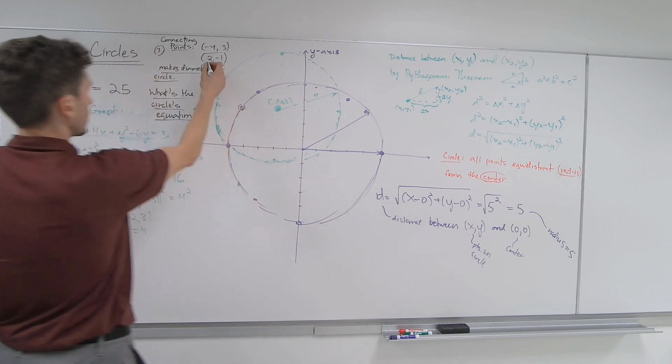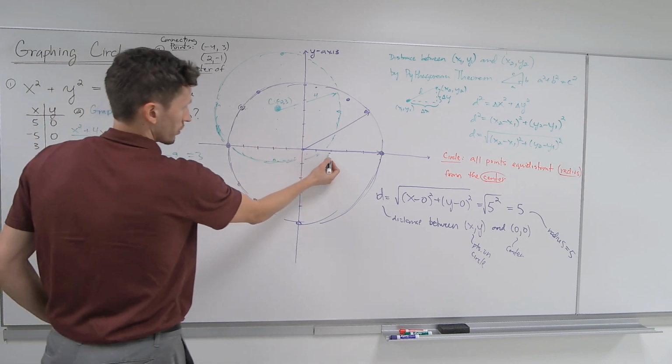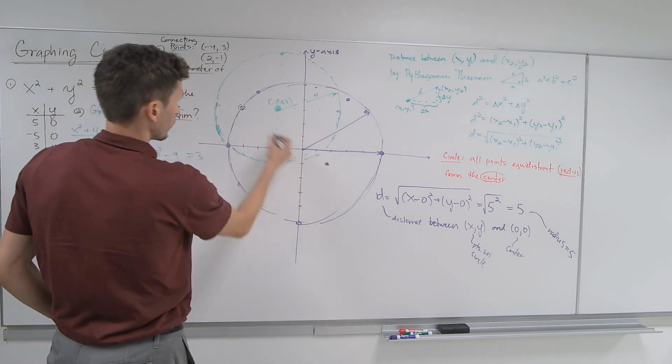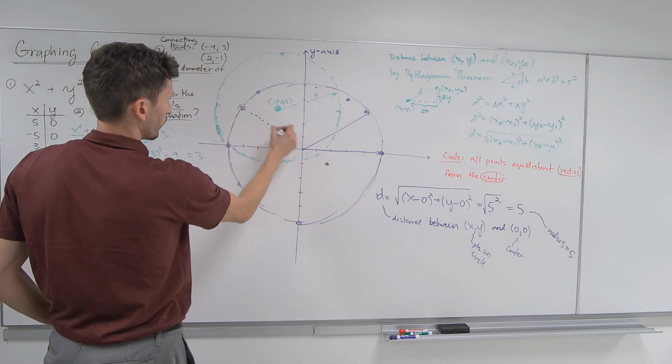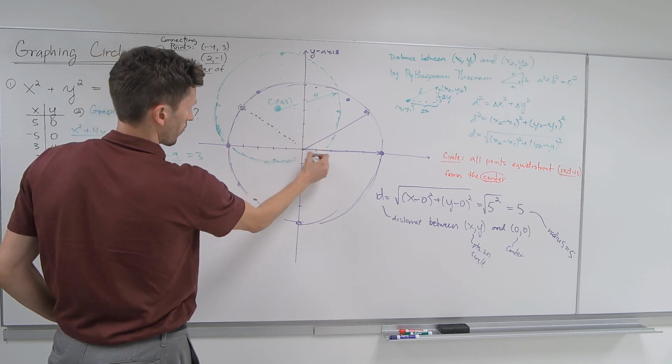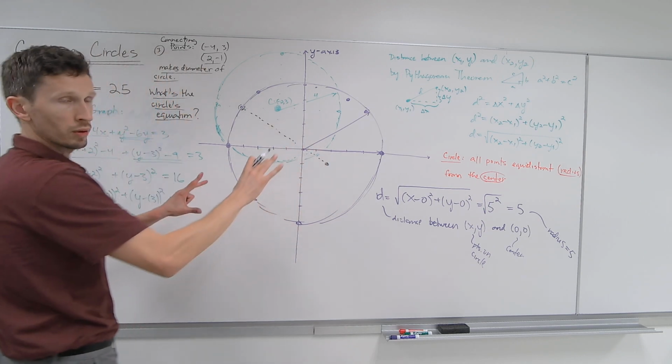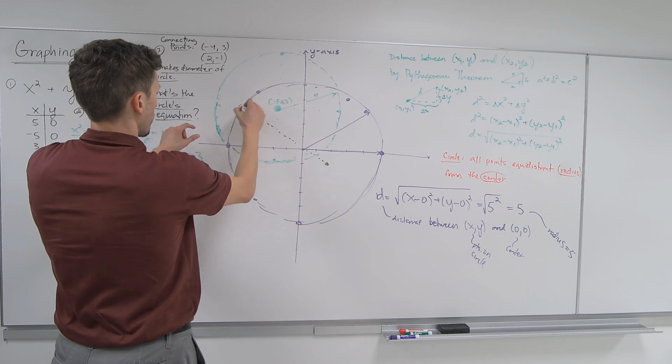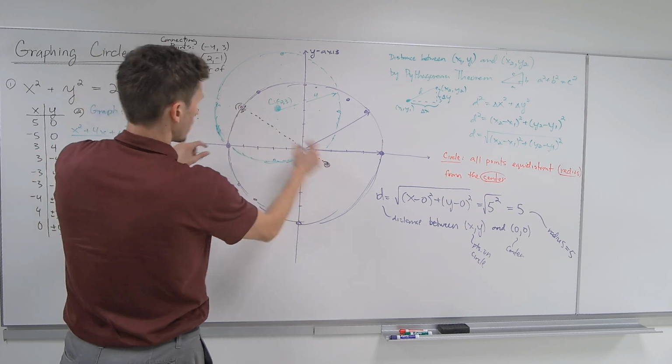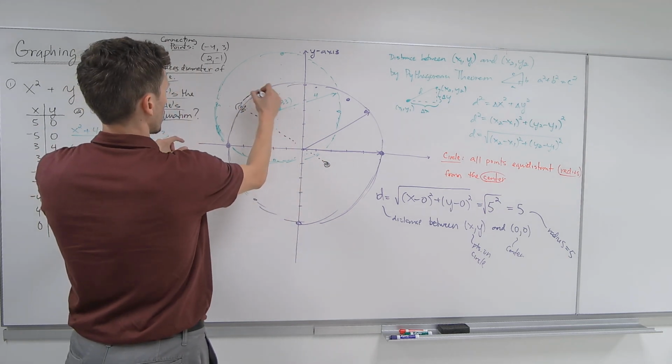And what about the 2, negative 1? Where's that? Go right 2, down 1. Down 1, right? Okay. And so, look, let's connect these points. That's what I'm going for. We're going to connect them somehow. Okay? And we're going to have a circle between them. So I'm saying, here are the points. We're going to make a circle somehow.